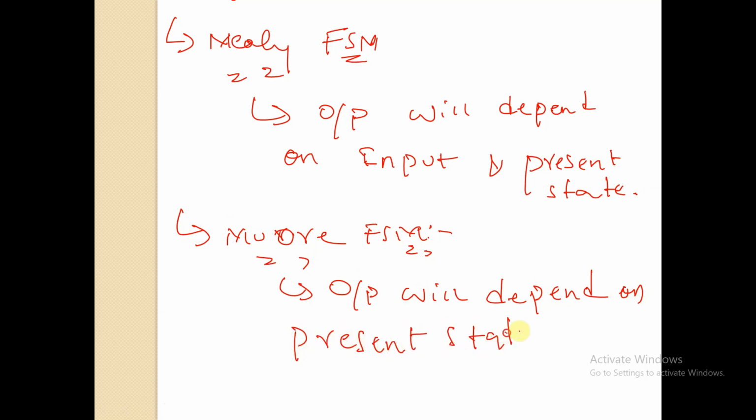So in case of Mealy FSM, the output will depend upon the input and present state, whereas in case of Moore FSM, the output will depend only on the present state. So this is the basic difference between the Mealy FSM and Moore FSM. Is this clear? So coming to the state diagram representation.